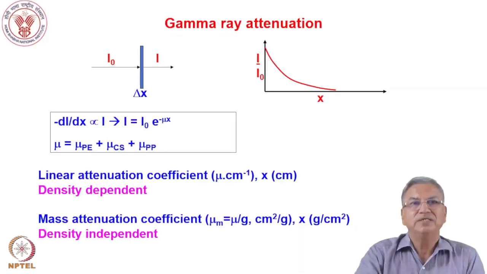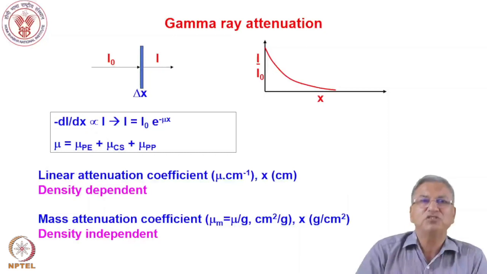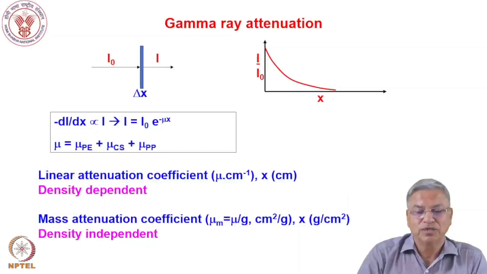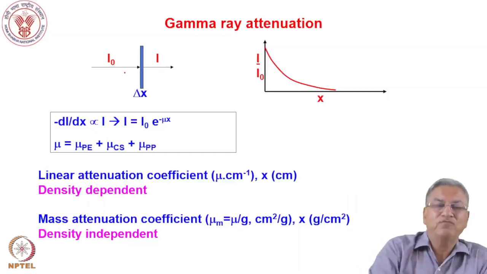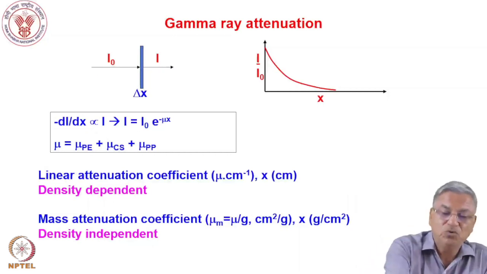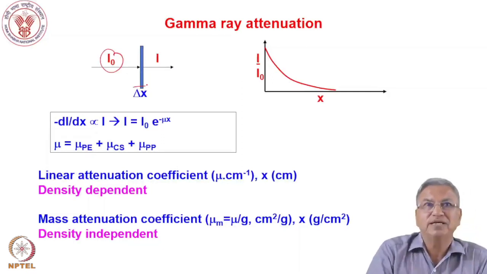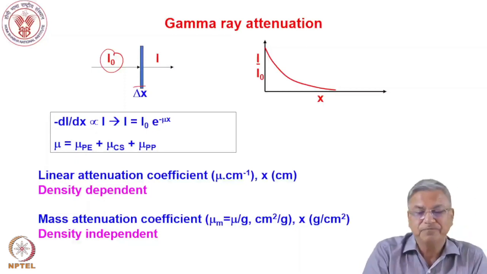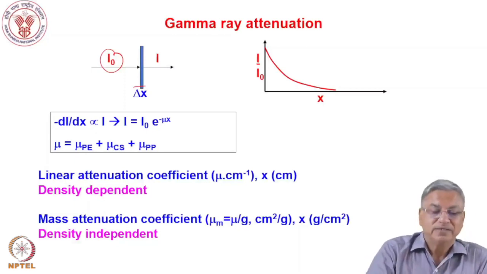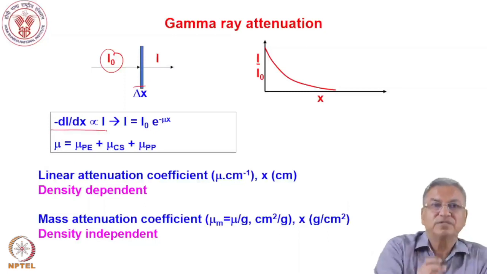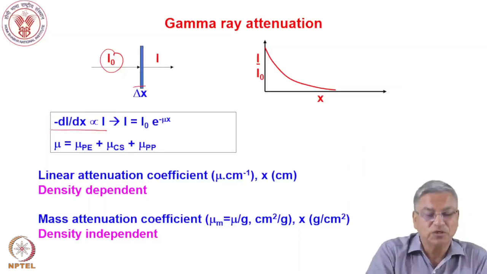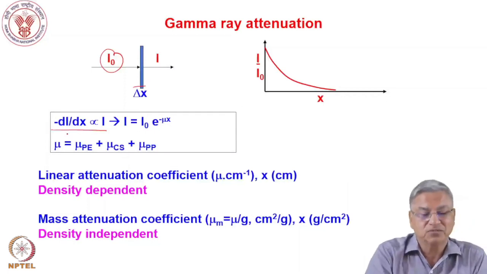And when the gamma ray is traveling through a medium, an absorber, how does the intensity of the gamma ray change with the thickness of the absorber material? That I have tried to illustrate here. The incident gamma ray photon of intensity I0 is passing through a thin slab of the absorber material, and the transmitted intensity is I. Then the decrease in the intensity of the gamma ray, minus dI by dx, in thickness is proportional to I. Why has this come?